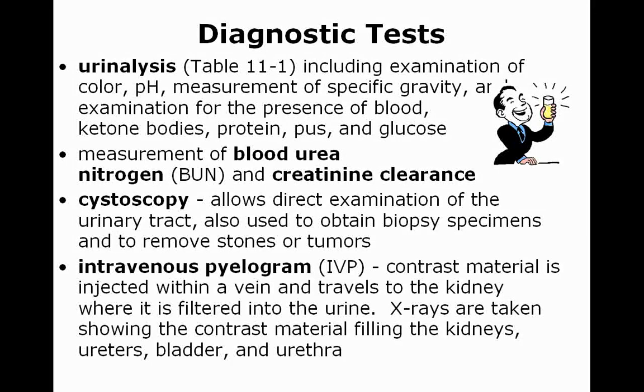IVP, intravenous pyelogram, is a fairly common imaging procedure, a type of X-ray, in which contrast material is injected into a vein and travels to the kidneys, and on the X-ray film, the kidneys can be viewed as they filter the urine. It shows the contrast material filling the kidneys, the ureters, the bladder, and the urethra.